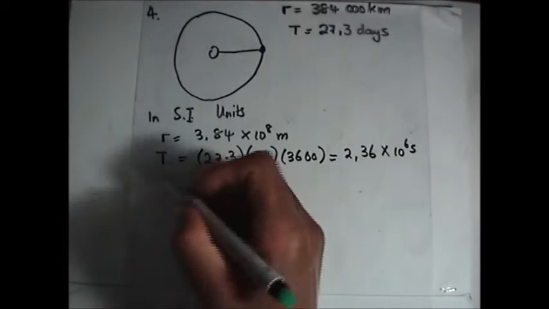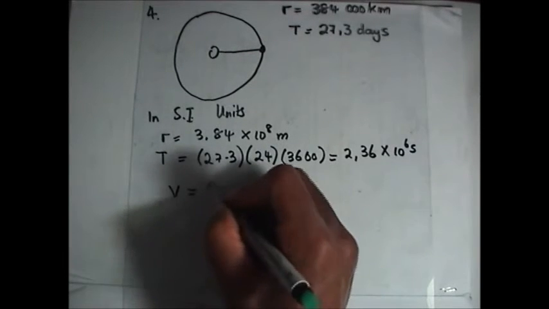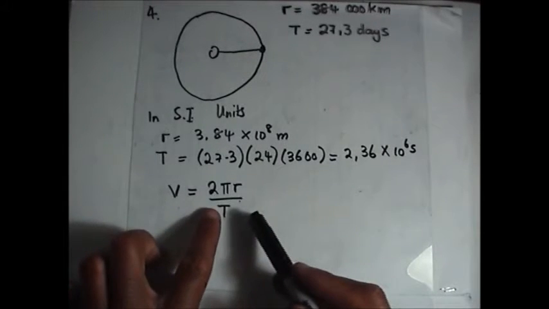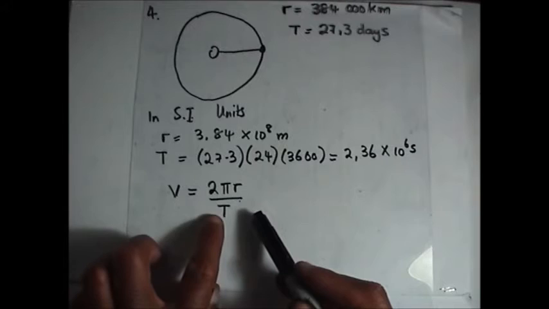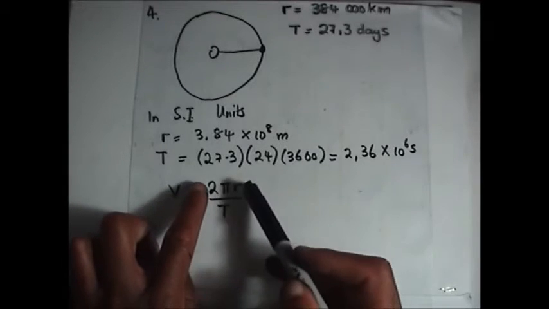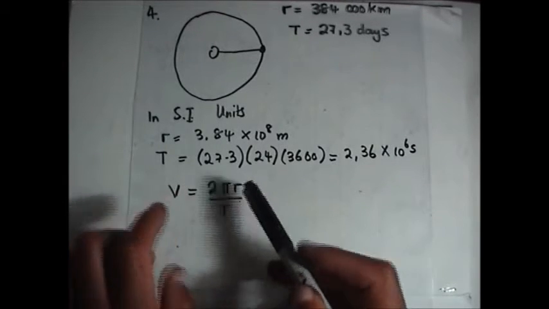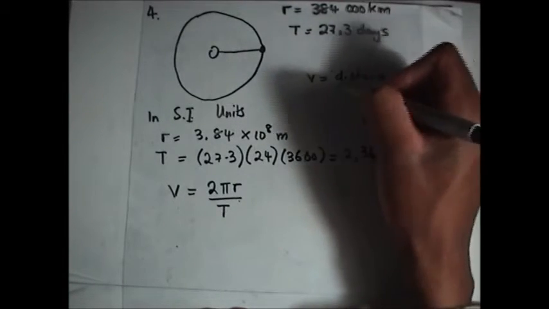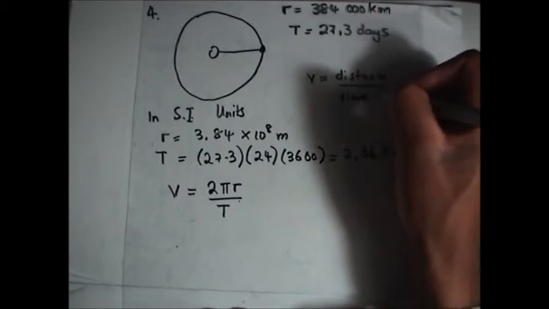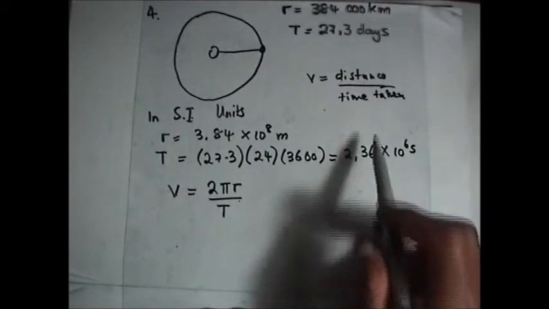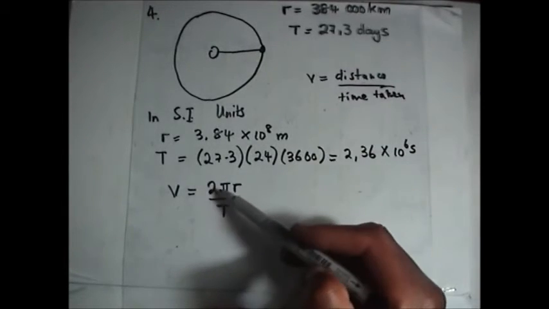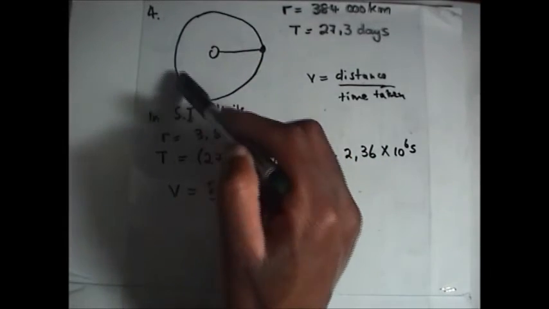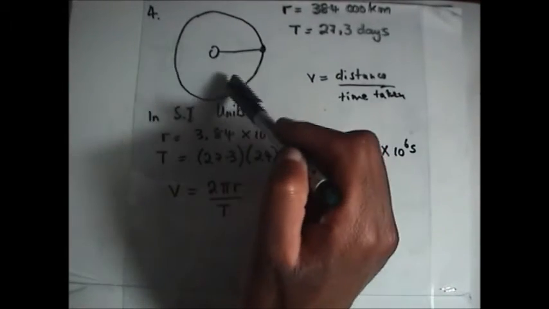So let's use them. We know that V is going to be equal to 2 pi r over T. I'm putting a big T, not a small letter t, because the original formula for V is equal to distance over time taken to go through that distance. But the distance that I'm considering here is 2 pi r. That's a special type of distance, because that distance is the circumference of the circle.